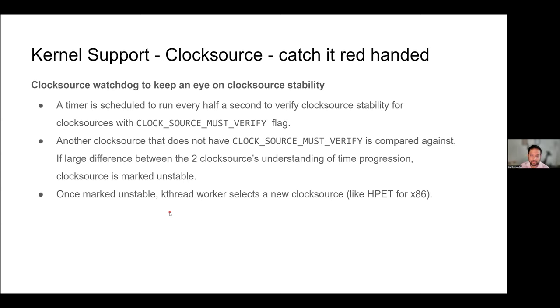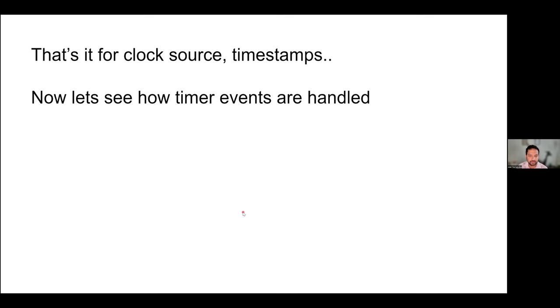Now, even if the TSC doesn't have any issues, the kernel still doesn't fully trust it. There's this flag called clock source must verify, which is passed along to the kernel when the TSC is registered. This flag triggers a mechanism called the clock source watchdog, which is constantly checking the TSC to see if it is really behaving properly. It takes another clock source outside of the CPU and compares that with the TSC. If it sees that the progression of time looks different between the two clock sources, then it marks the TSC as unstable as well. And again, it switches to another clock source.